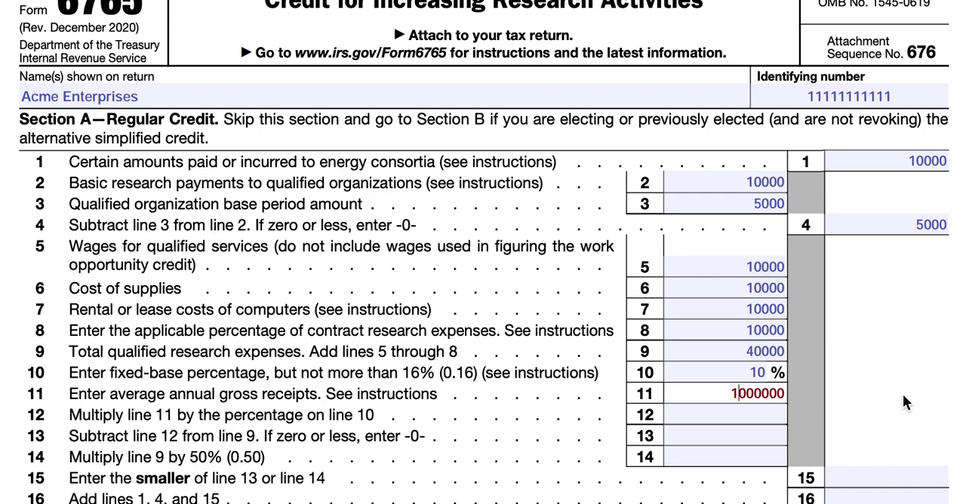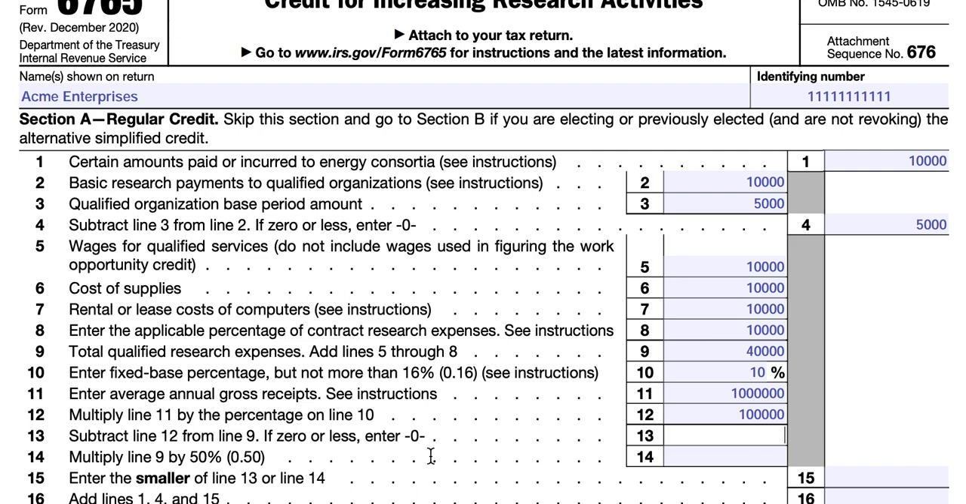In line 12, you're going to multiply line 11 by the percentage on line 10. So 10% of $1 million is $100,000. You're going to subtract the $100,000 from the $40,000. This gives us 0.